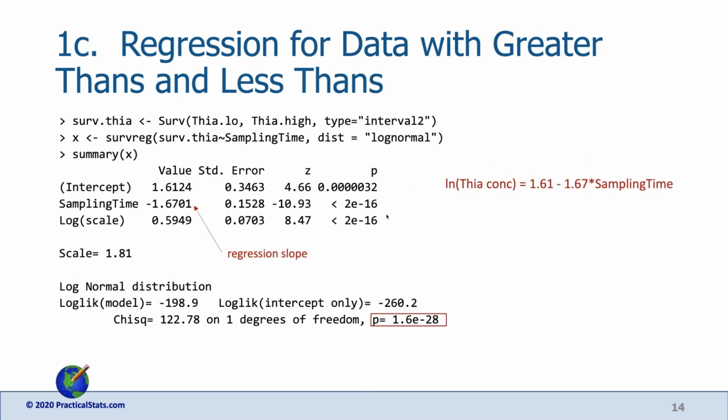Here's how you would do regression itself. This is basically all the same thing. I've defined the y variable here and called it serve.thia, and then I can just use that here. So instead of one long command, it's just separated into two, that's all. Serve.thia tilde, and then the sampling time, that's the variable I made up. That was just 1, 2, 3, and 4. Again, telling it dist equals lognormal.